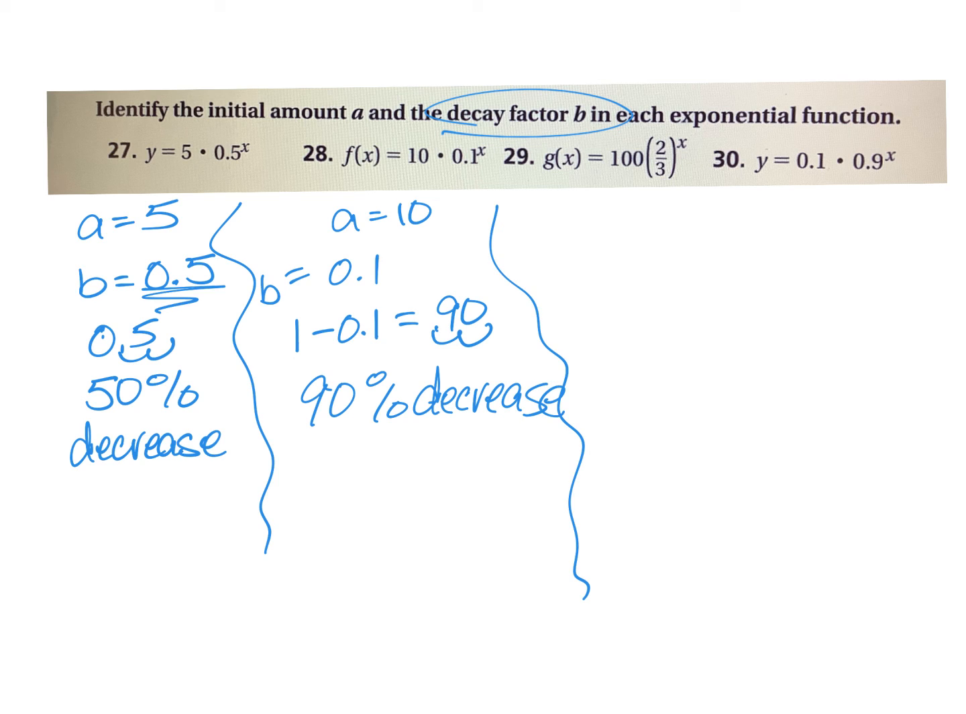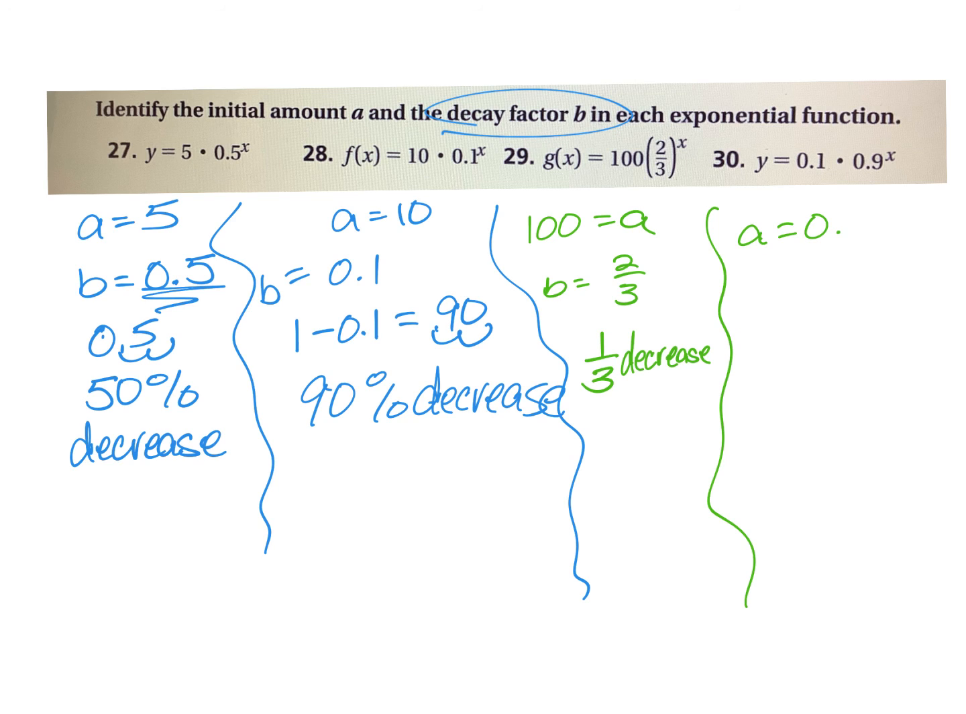For the next one, I guess I can switch colors. We have 100 for A, and B is 2/3. So that means 2/3 is the amount we're searching for, so 1/3 was taken away. So it's a 1/3 decrease. I don't want to say percent, because I don't know what item we're dealing with, so it might not be a percent.